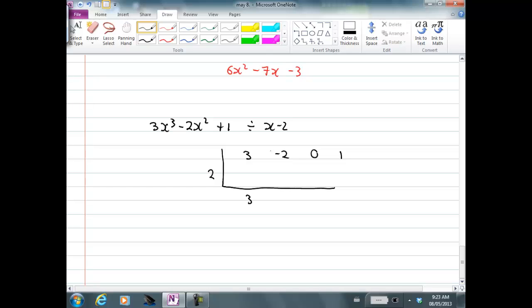3. See, I can do this quick now. That'll be 6. That'll be 4. That'll be 8. That'll be 8. That'll be 16. That'll be 17. Right off the bat, I know my answer in less than a minute. So it'll be 3x squared plus 4x plus 8 with the remainder of 17. That is the power of synthetic division. One more question and I'm going to get you to do some work on your own.